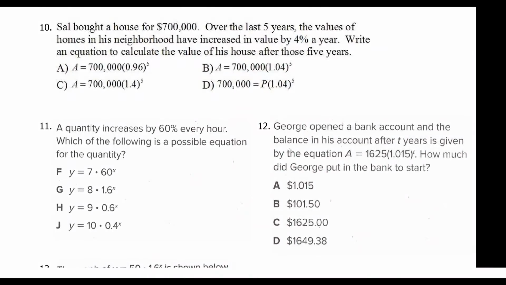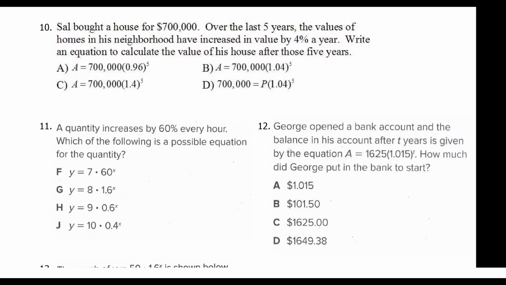All right, now number 10 says that Sal bought a house for $700,000. Over the last 5 years, the values of the homes in his neighborhood have increased in value by 4% a year. Write an equation to calculate the value of his house after those 5 years.